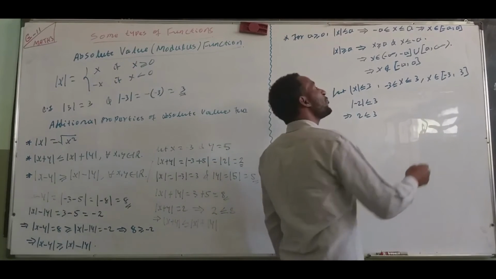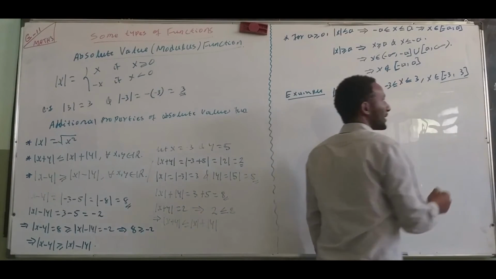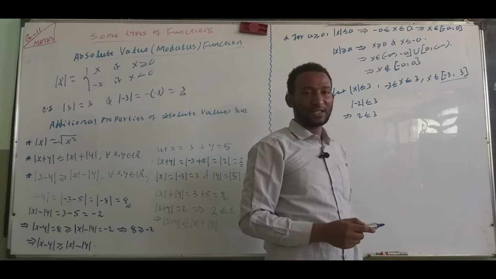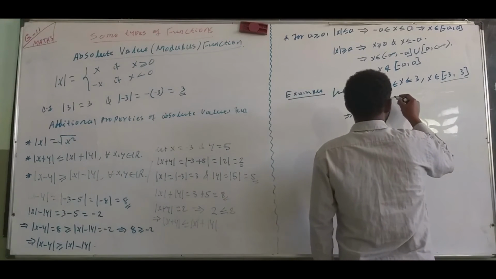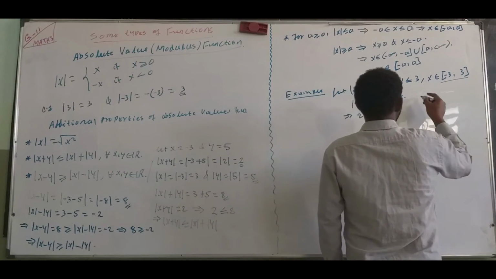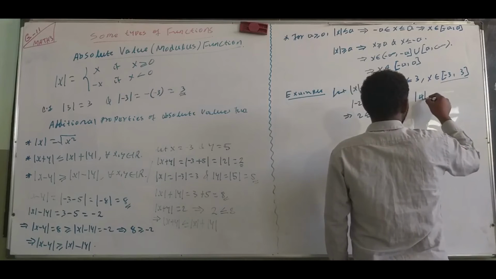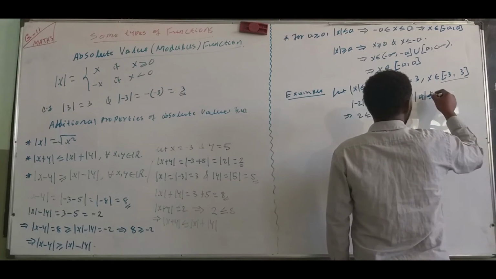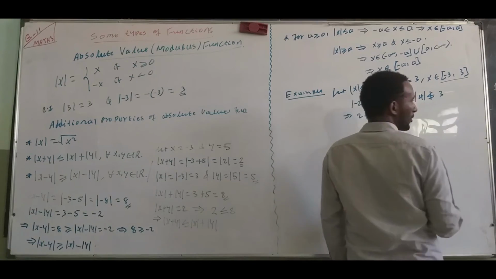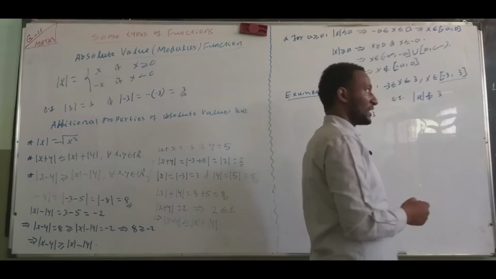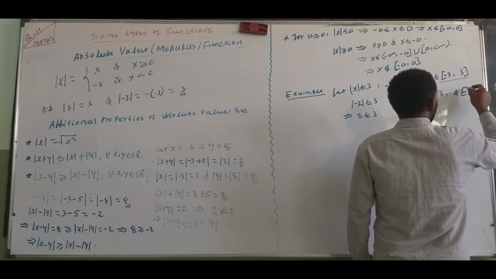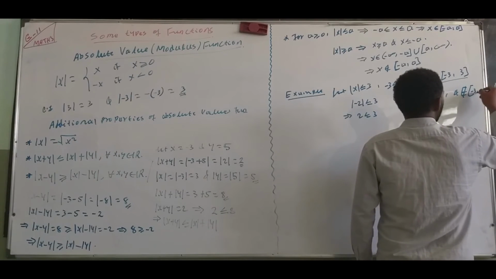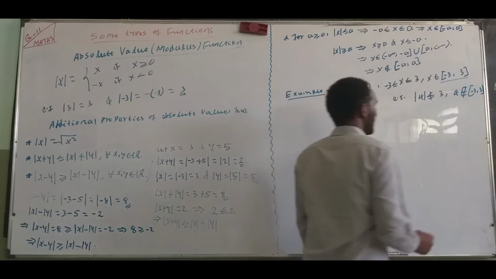But if we take any number outside of this interval, let us take 4, as a counter example. The absolute value of 4 is not less than or equal to 3. That means 4 is not an element of the interval negative 3, 3.